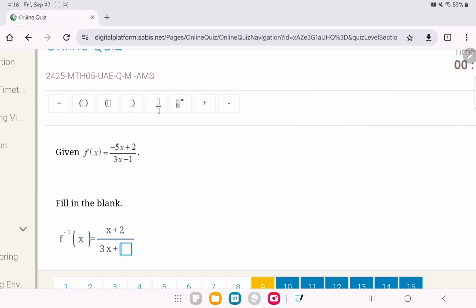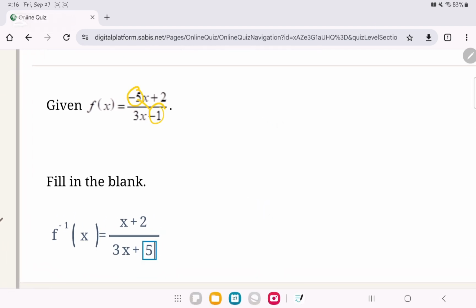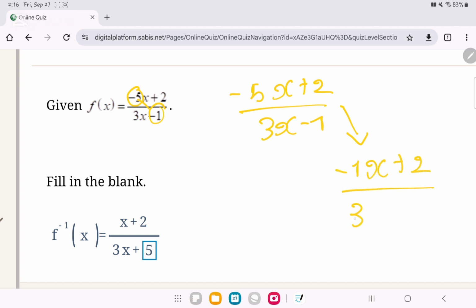That means our value over here is 5. Now, did you notice something? What did we do? We switched the places of these two. So it was originally (-5x + 2) over (3x - 1). We switched their places, then it will become (-1x + 2) over (3x - 5). And we did not only change their places, we changed the signs as well. So it became +1, and this becomes +5.